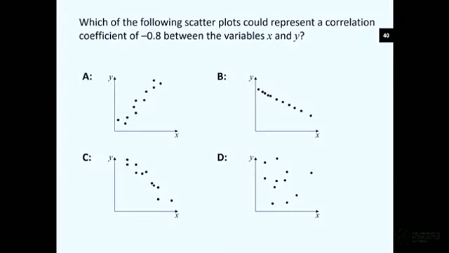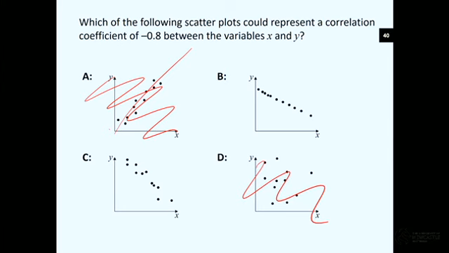Which of them might be a minus 0.8? An R value of minus 0.8. And this is something we could be expected to answer. Can you see there's really only two preferable answers. Why would I get rid of A? It's positive. It might be a positive 0.8, but it's not minus 0.8. D, well, you could put a line through it, but there's no way it's up in the 0.8 zone. That's pretty horrid.